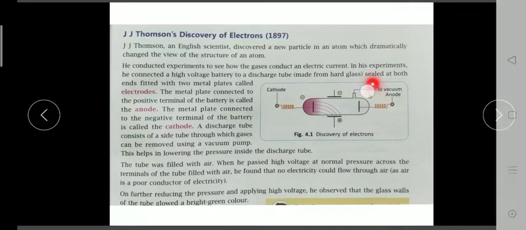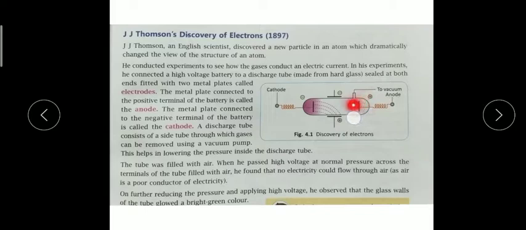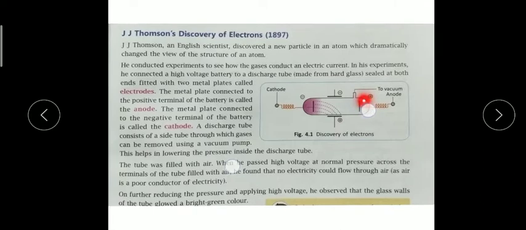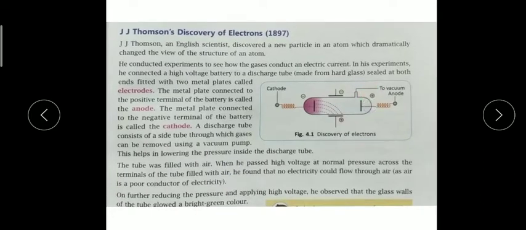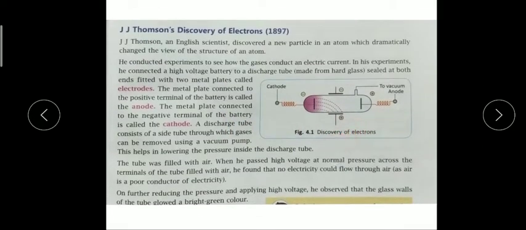You can see here, vacuum is written, this part. This tube is connected with a vacuum pump so that it can remove the gases. So what he observed when he set up this apparatus was that at very low pressure and very high temperature. So remember these two conditions, very low pressure and very high temperature.